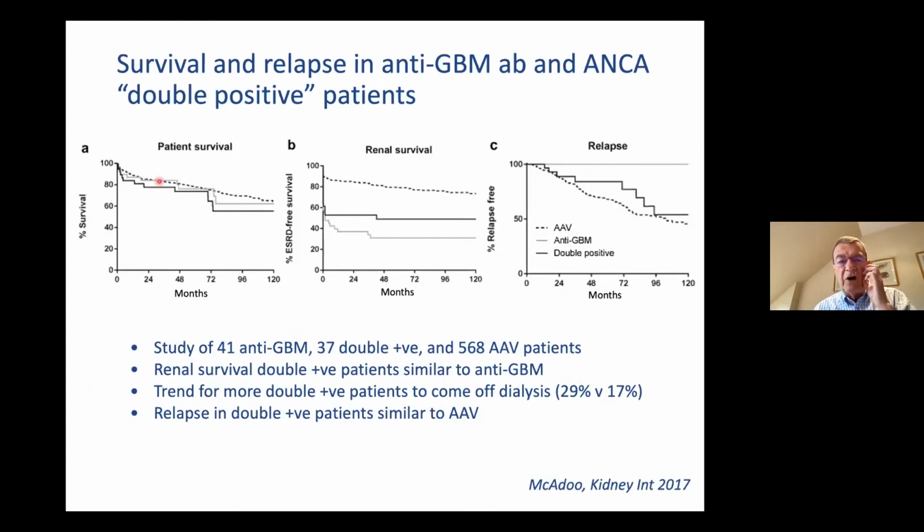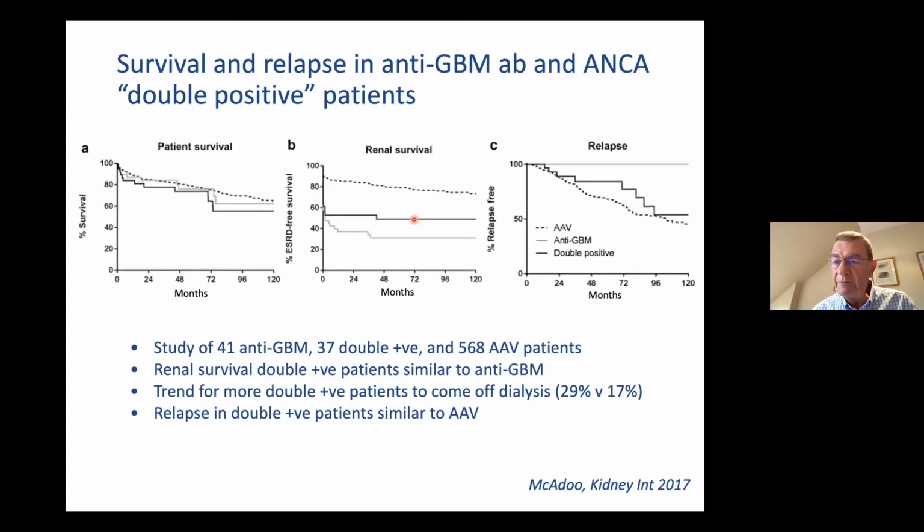And you'll see here in the top left-hand graph, patient survival was similar in all of these groups. However, renal survival, patients with independent kidney function, was very different. Patients with vasculitis alone had a good outcome, as I've shown you in the various trials. Patients with anti-GBM disease had a rather poor outcome, only about 35% having independent kidney function. And patients who are double positive had a result more similar to anti-GBM disease, but perhaps a little bit better. And we noticed that more double positive patients, in fact, came off dialysis.